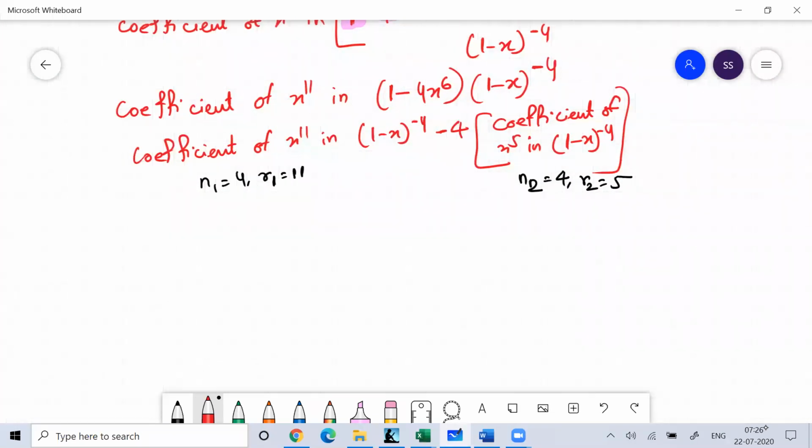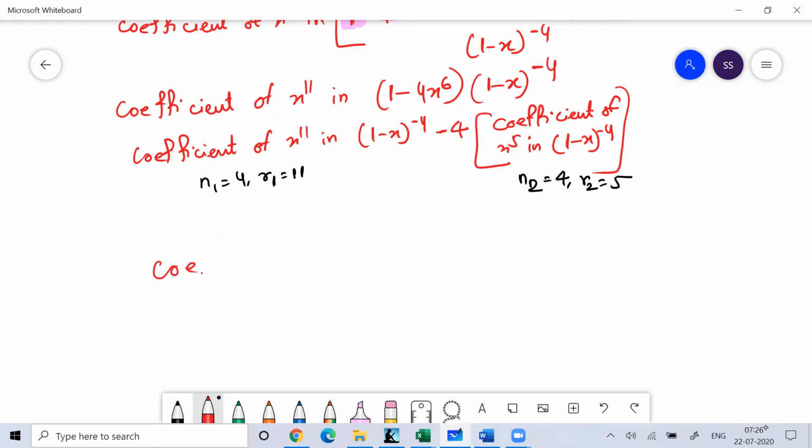What you need to search, you know the formula, again the same formula: the coefficient of x to the power r in the expansion of 1 minus x to the power minus n is n plus r minus 1 cr. If you apply the formula, it becomes n plus r minus 1 cr. That is the formula. So you need to understand this.